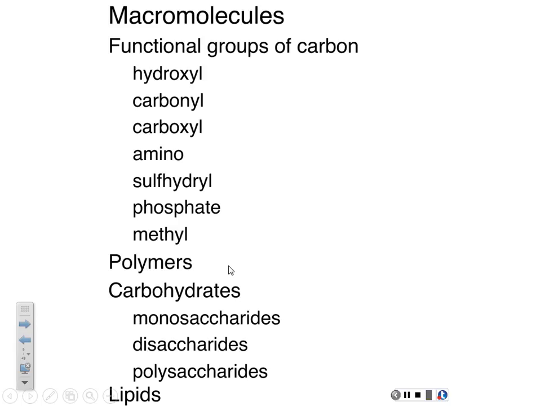Polymers are long strings of monomers. Monomers are just the simple, smaller structures that you can string together to make a polymer. So a monomer: mono, one, mer, I don't know, you come up with whatever you want mer to be. It'll be as good as whatever I come up with it to be. But you take these single mono units and you string them together to make polymers.